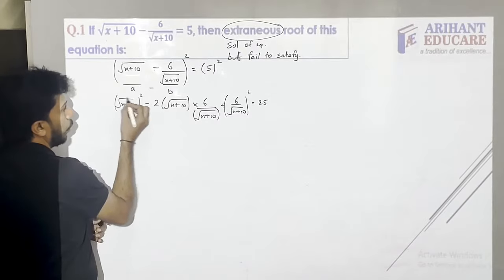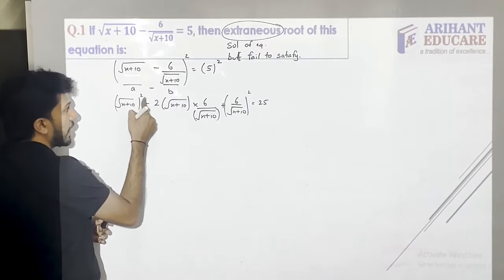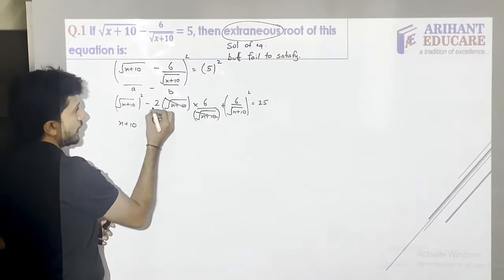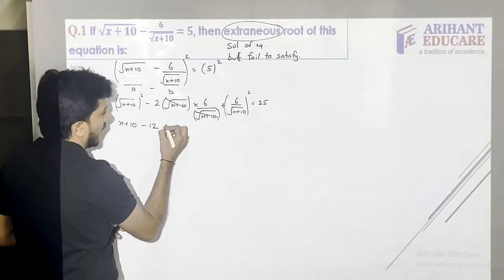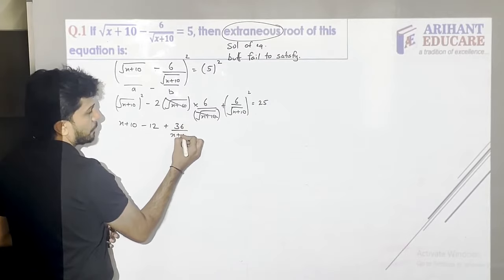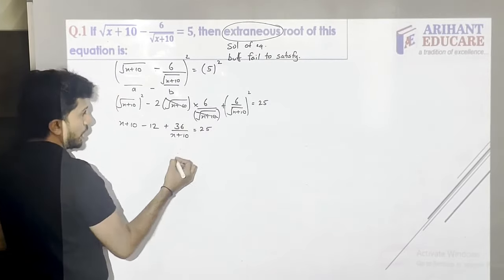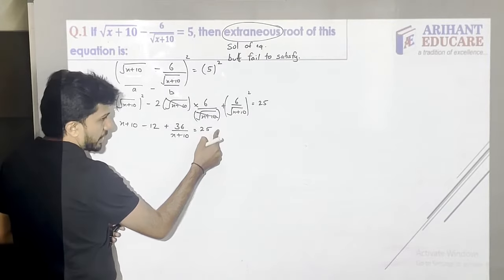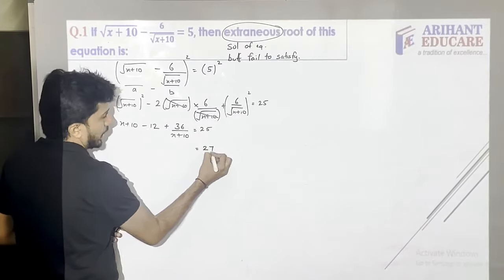Okay, over here what do we have? Root and a square, so final answer is x plus 10. What do we have? Cut good. 2 6s are 12, minus 12. What do we have? 36 by x plus 10 equals to 25. Okay, 10 minus 12. What is 10 minus 12? Minus 2. Gone on the other side, plus 2. So this gives us 27.